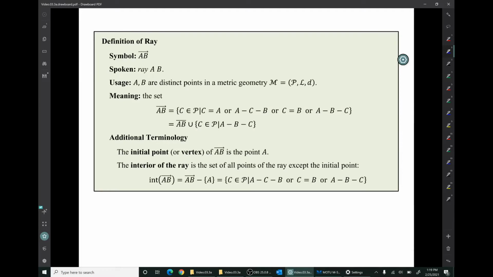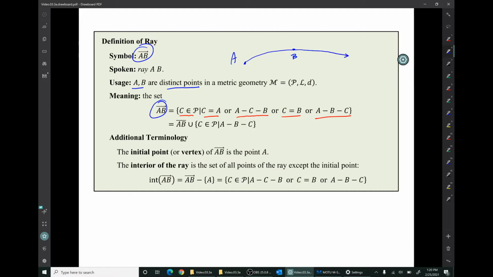Definition of ray is this symbol, AB with an arrow over it, pointing in the direction of B. It's spoken ray AB. The usage is the same as the usage for the segment symbol. A and B have to be distinct points in a metric geometry. And what this symbol means, ray AB, is a set. The set consisting of all points C such that C is equal to A, or C is equal to B, or C is between A and B, or B is between A and C. That's illustrated this way.